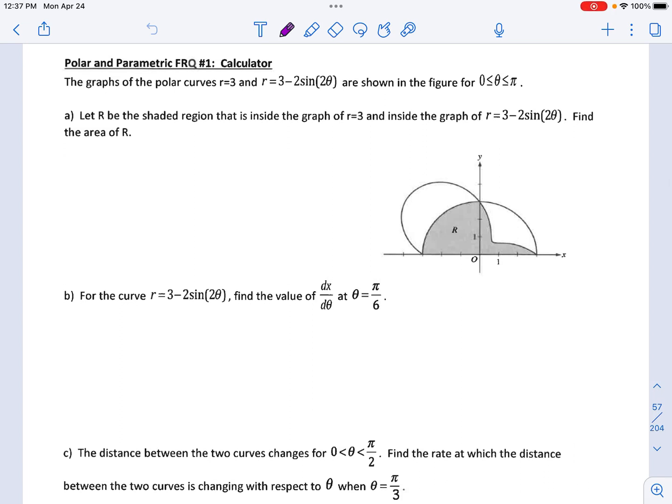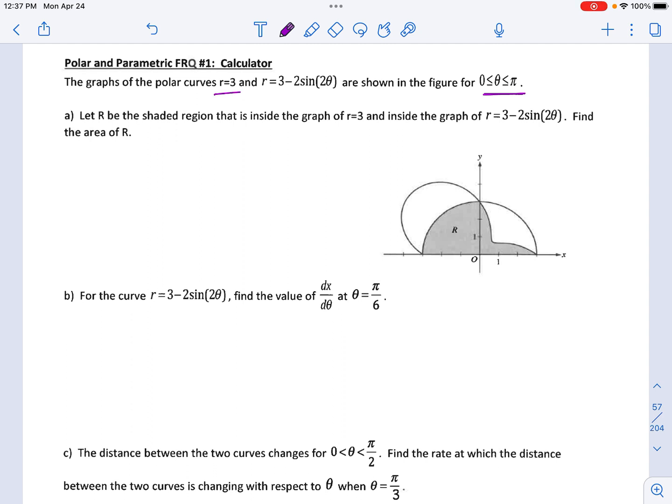Okay, this is a calculator active polar question. So I would go ahead and at least put these equations into your graphing calculator in polar form just to look at it. But notice you only need to look at this graph from 0 to pi.